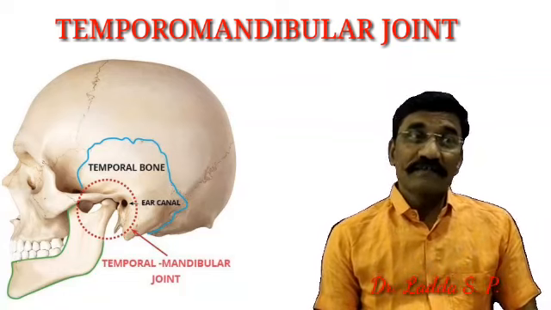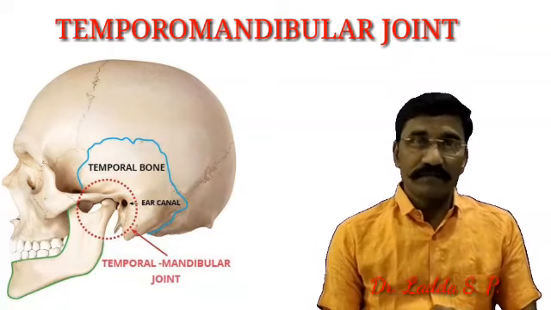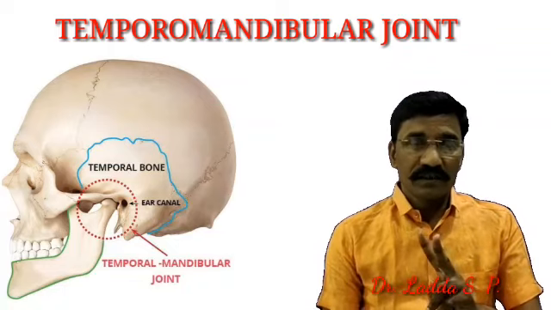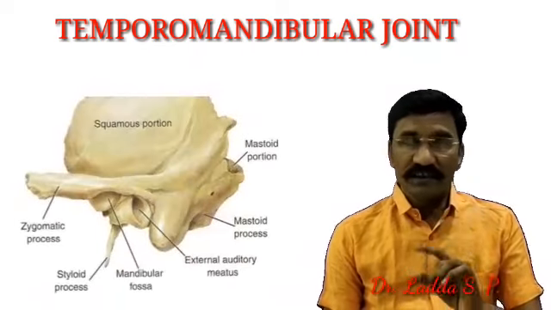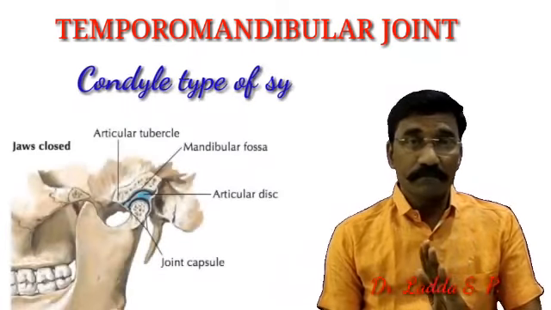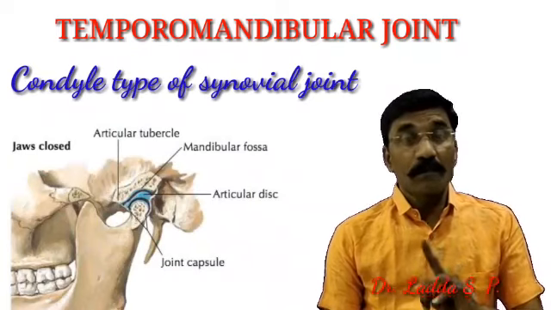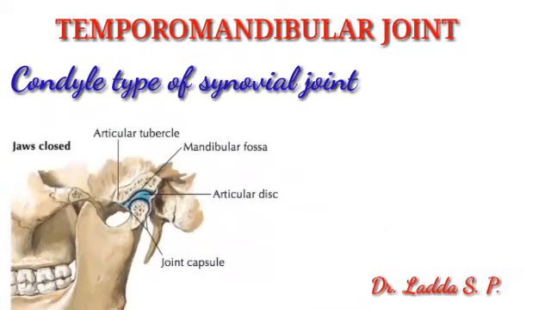So this joint is a joint between two bones. One is the mandible and the second is the temporal bone. This is a joint of condyle type. It is a condyloid type of synovial joint.